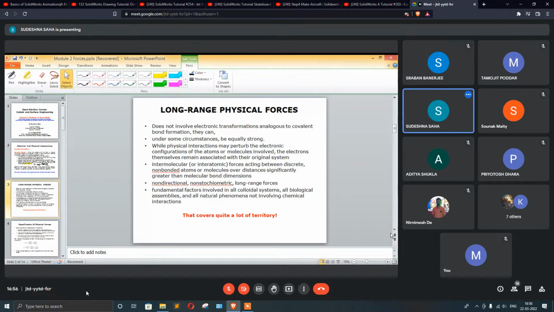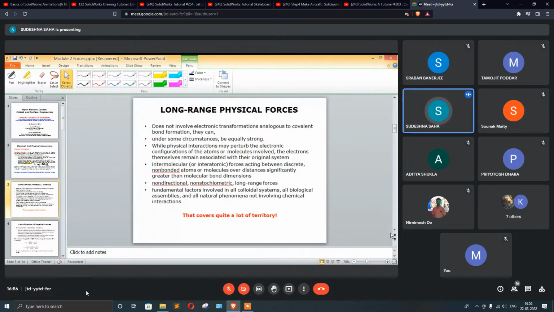While basically all the physical interactions lack the qualifications to be considered classic chemical bonds, it is through such interactions that all but the most elemental properties of the materials in our world are determined. They also exhibit themselves as the fundamental factors involved in all colloidal systems. This is very, very important.